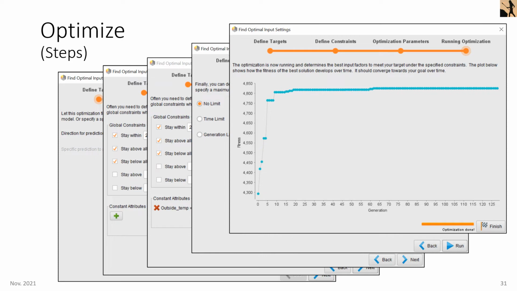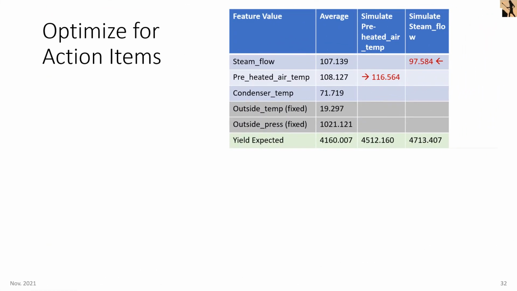Now this is the final result. We can see that it has reached the saturation point, and that finished this. So quickly, we earlier did two simulate steps. First is to adjust the preheated air temperature, and then second we lowered the steam flow, and we can see that the yield actually increased.